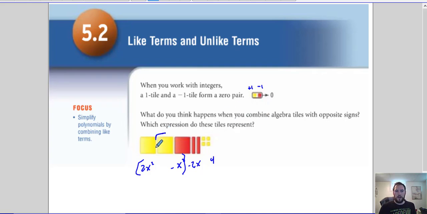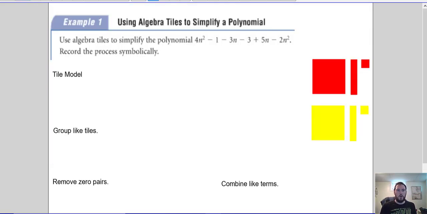Well, this is where we find our zero pairs. I have one positive x squared tile and one negative x squared tile, so they cancel each other out, and it leaves me with one x squared tile, two negative x tiles, and 4 1 tiles. So we see here that we do in fact have a trinomial.